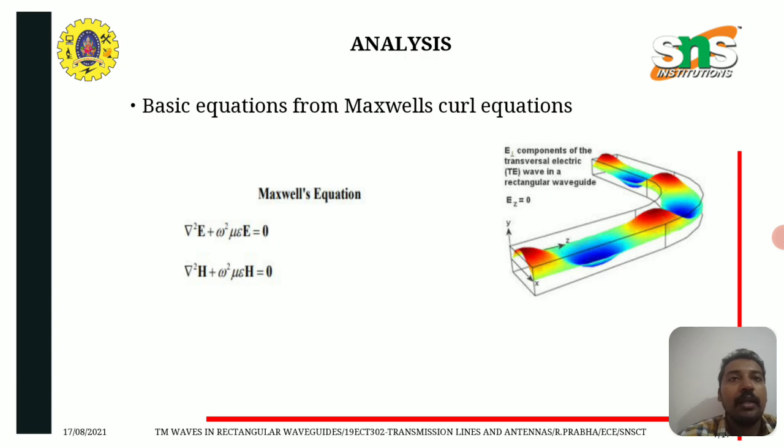Analysis. We are going to take the Maxwell equations: del square E plus omega square mu epsilon E equal to 0, and del square H plus omega square mu epsilon H equal to 0.